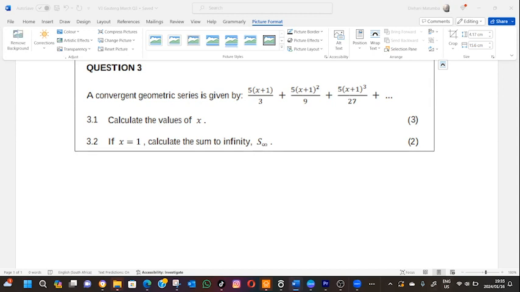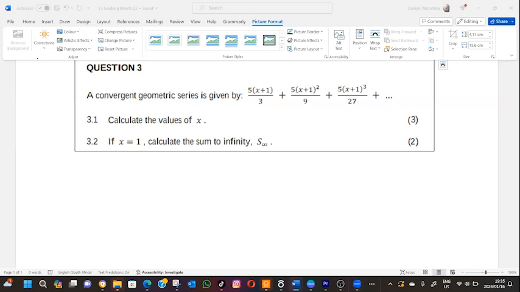Now, the question says it's a convergent geometric series, which is given by 5(x + 1)/3 + 5(x + 1)^2/9 + 5(x + 1)^3/27 + ... So it's a series that is continuing. And they said it's a convergent geometric series.